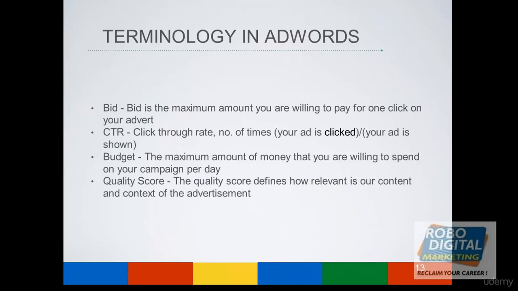A few terminologies you should be clear on before making a Google AdWords account is bid. This is generally known as bid or CPC. What is bid or CPC? Bid is the maximum amount you are willing to pay for one click on your ads. It is the maximum amount you are willing to pay.